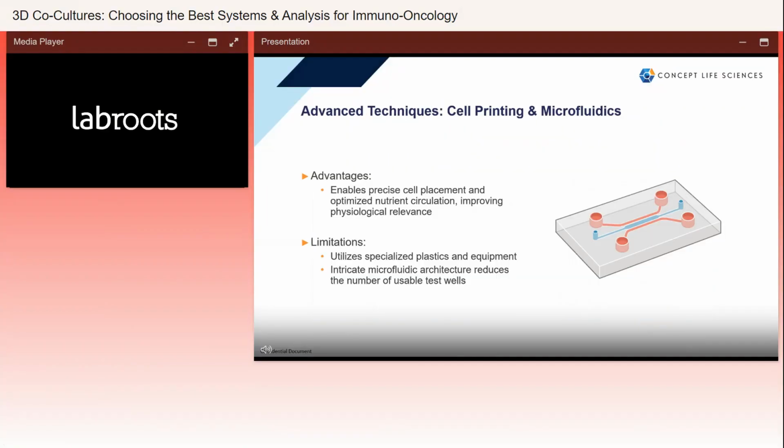I am aware that there are other advanced methods for doing these 3D co-cultures. So you can employ things like cell printing. So that is essentially the hydrogels taken to the next level of precisely placing cells next to each other using a printing system. And the other thing you can do is incorporate microfluidics. Obviously, that's difficult because it requires specialized plastic and equipment, but it does mean that you can look at how fluid dynamics and flow, like mimicking circulation, can have an effect on the growth of these sorts of structures. So, I do know they exist, but we haven't quite yet employed them at Concept Life Sciences.